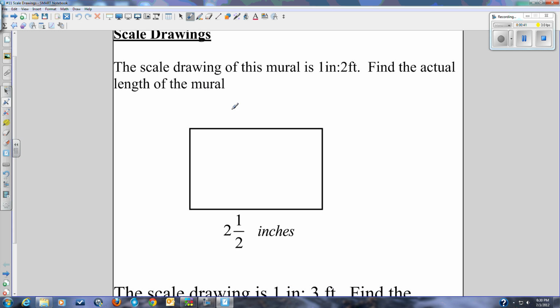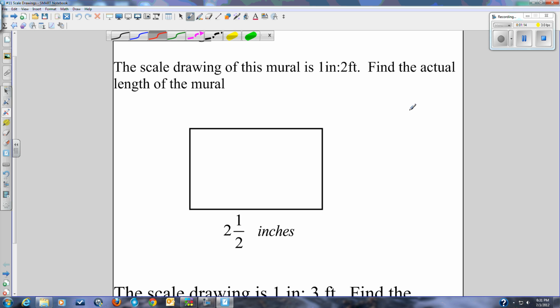This is a scale drawing of a mural, and basically it's just the outside of the mural. A mural is a picture, and the scale drawing of this mural is 1 inch in the drawing represents 2 feet in the actual mural. That's what this means, 1 inch to 2 feet. Find the actual length of the mural. It tells you that in this drawing, the length is 2.5 inches. So we want to find out what the length of the real mural is.